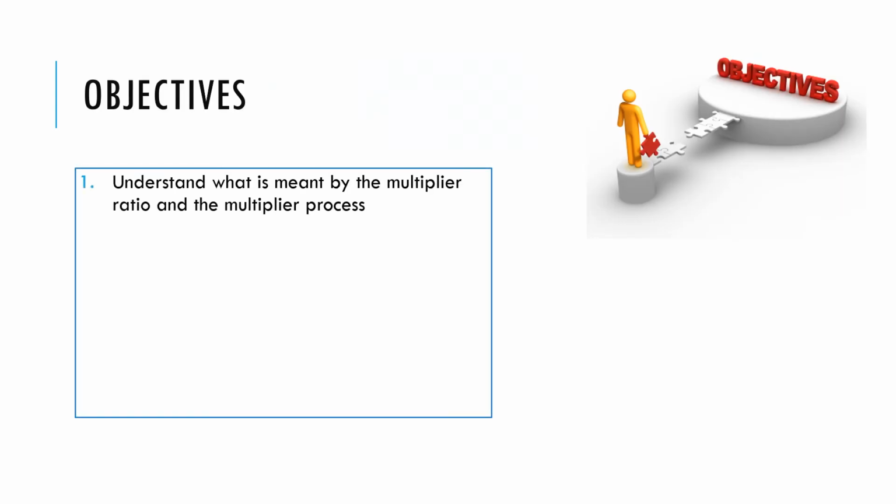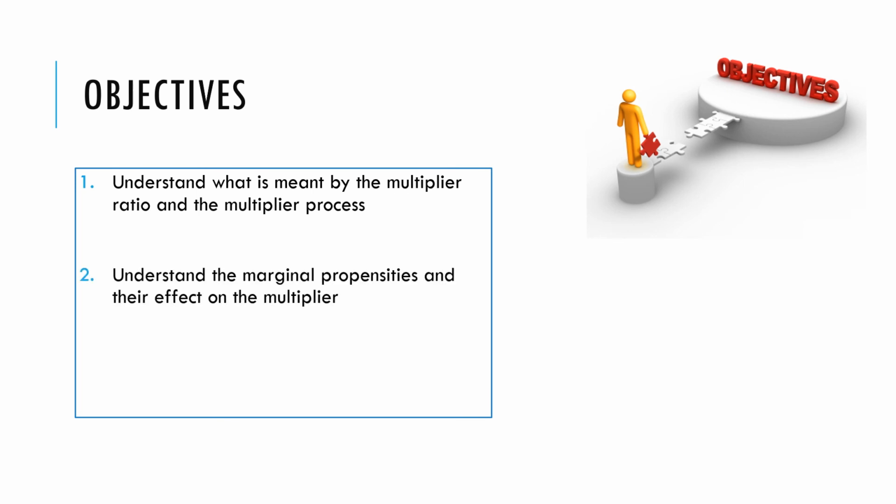So in this video, we've looked at what is meant by the multiplier ratio and the multiplier process. We've looked at marginal propensities and how they're important for calculating the multiplier ratio. And we should now be able to perform these calculations.